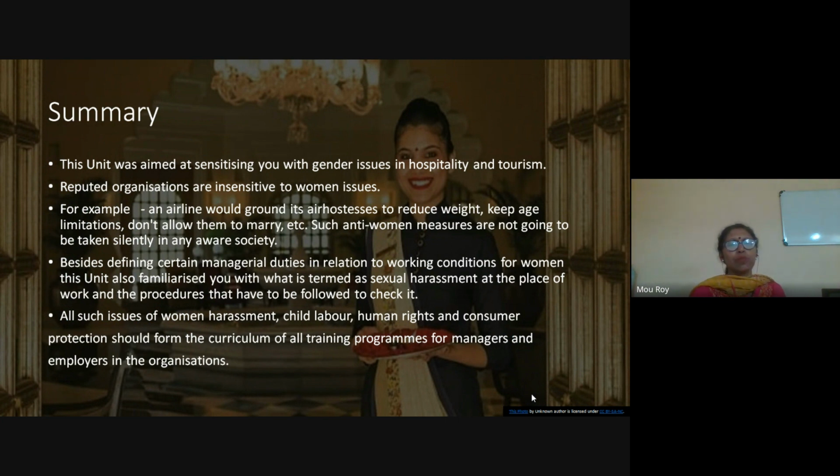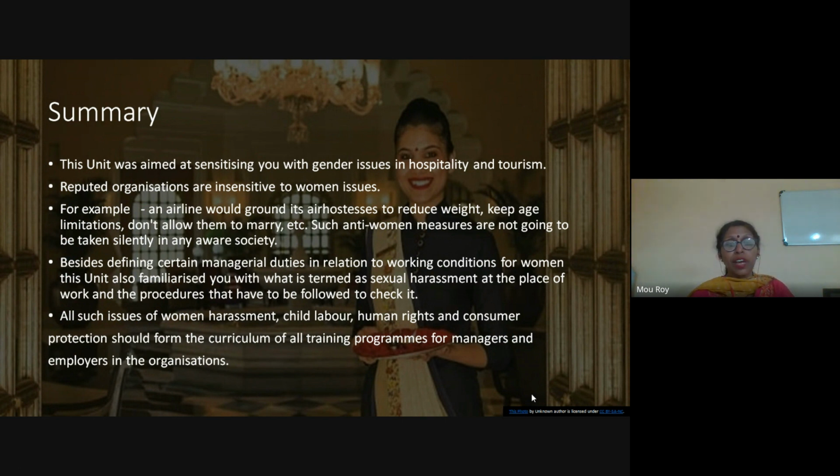So this unit was basically aimed at sensitizing you to gender issues in the hospitality and tourism industry, and reputed organizations are very sensitive to women's issues. For example, an airline would ground its air hostesses to reduce weight, keep age limitations, not allow them to marry, etc. Now, such anti-women measures are not going to be taken silently in an aware society.